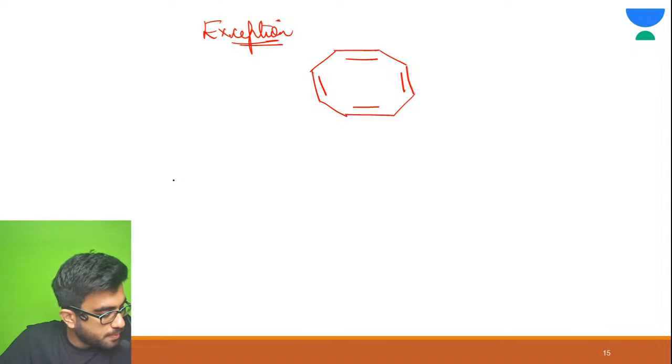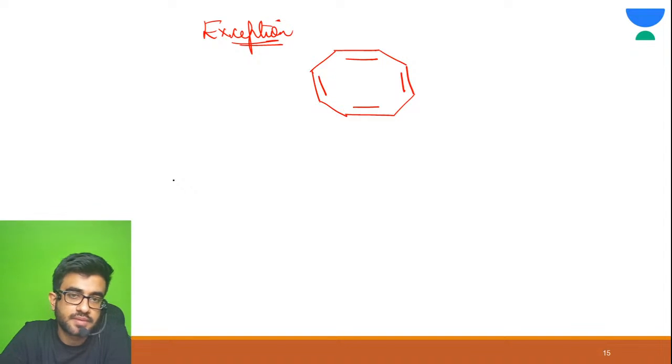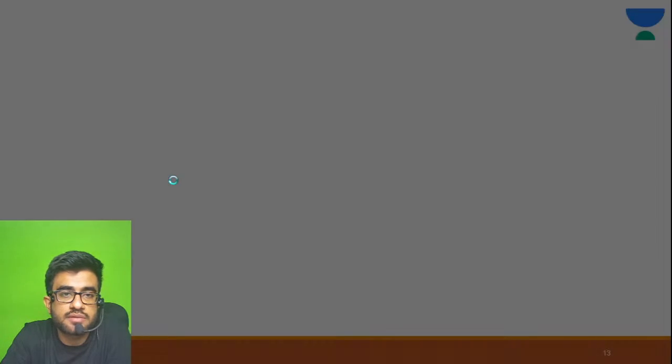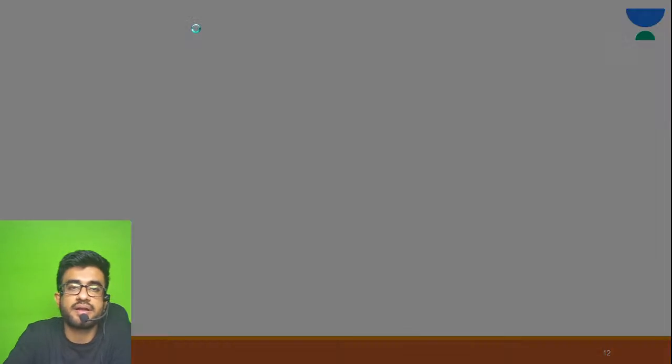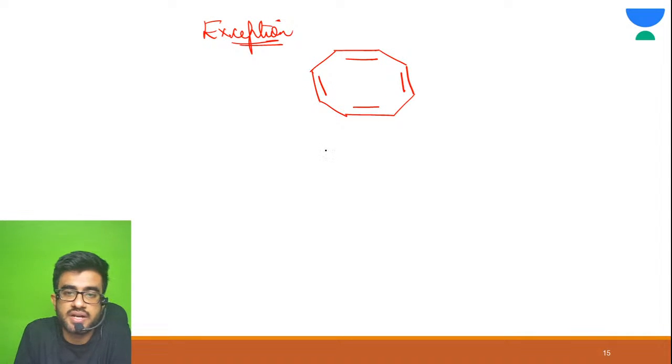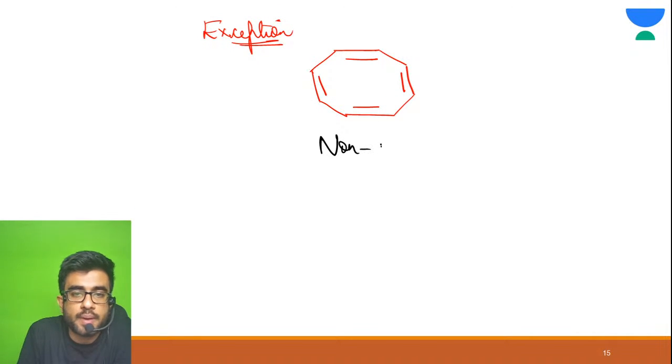Nagendra, sp2 is planar. sp3 carbons are not planar. Yes, it has 8 pi electrons. So according to our rules, 8 pi electrons should be anti-aromatic, right? But the exception is that it is non-aromatic. Why?